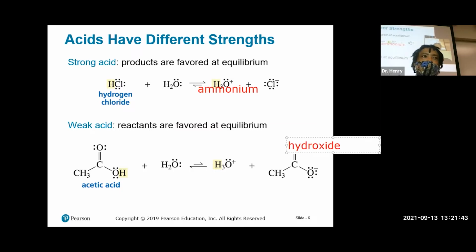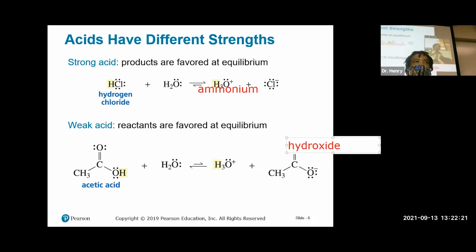Can you guys remind me? We've talked about these. Tell me some strong acids. Halogens, yes, except for one. One of the halogen acids is weak. Hydrofluoric. Hydrofluoric is the weak one. All right, do you guys remember why?